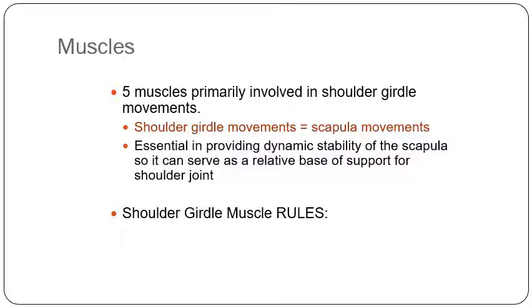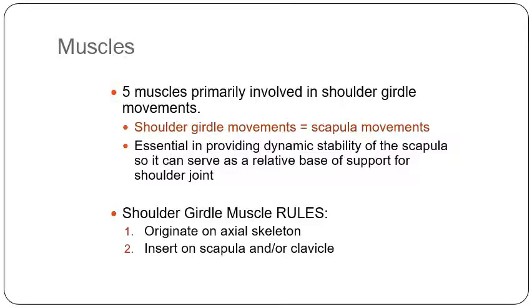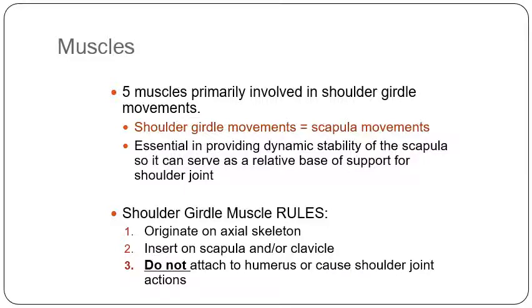Shoulder girdle muscle rules. Sometimes it's a good idea to learn some things to help you remember different aspects of the anatomy. They always originate on the axial skeleton. They insert on the scapula or the clavicle. They do not attach to the humerus or cause shoulder joint actions. So these muscles do not directly cause shoulder joint actions. They don't attach to the humerus. So when you're recognizing these muscles, they all have these basic general rules relative to what it is they do.